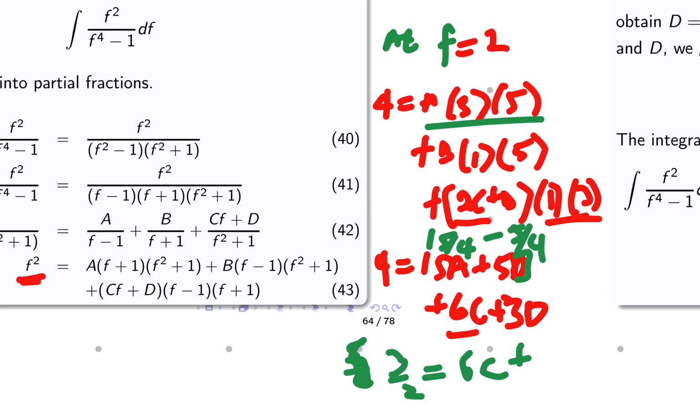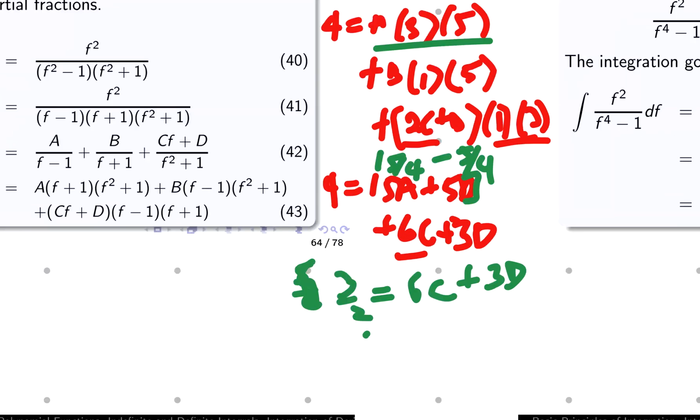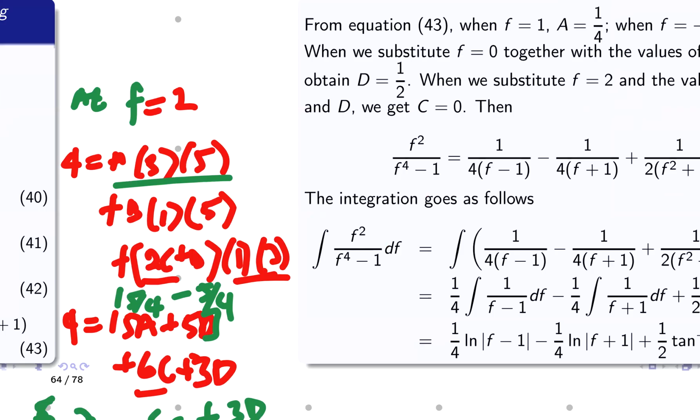So I think we already know d also to be half, right? I should have done that. So 3 over 2 equals, this is half. So 3 over 2 minus 3 over 2, that is 6c. That is c equals 0, I think, because this is 0 and 6c is 0. So simply c is 0.